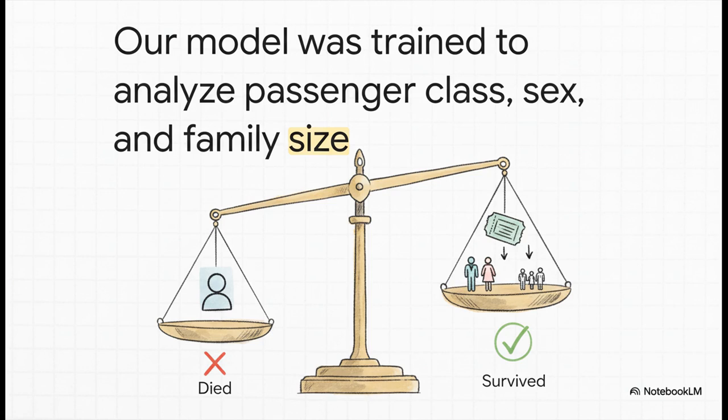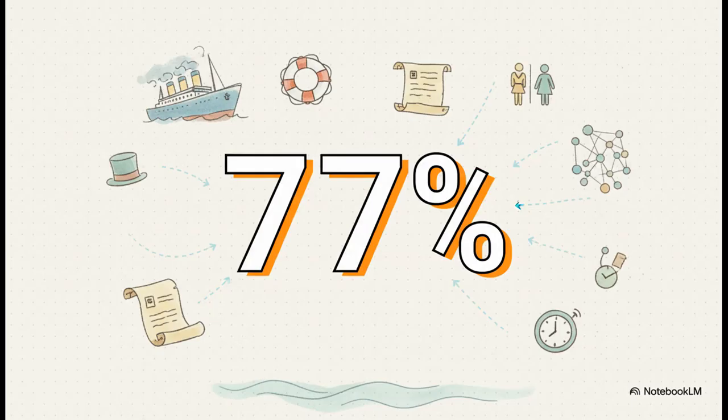But our model was smarter than just looking at one thing. It was trained to weigh multiple factors at the same time. Not just your sex, but also your ticket class, how big your family was, all to create a much more complete and nuanced prediction. So after training our model on some of the data, we held our breath and unleashed it on a part of the passenger list it had never, ever seen before. And the result? It was able to correctly predict who survived and who didn't 77% of the time.